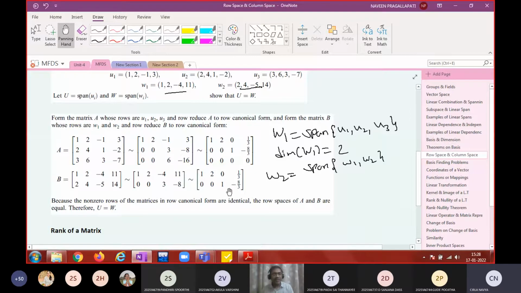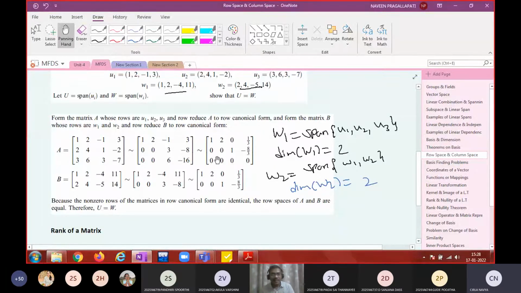Again you can see that there are two non-zero rows. Therefore, what is the rank? 2. So the dimension of this space is also 2. From this we can conclude both spaces have the same dimension, but I am not telling you both are equal spaces.